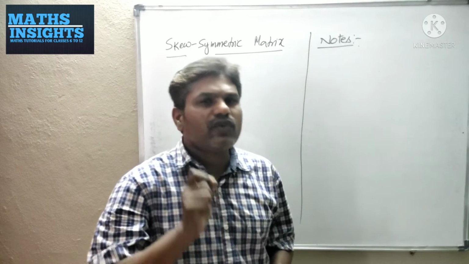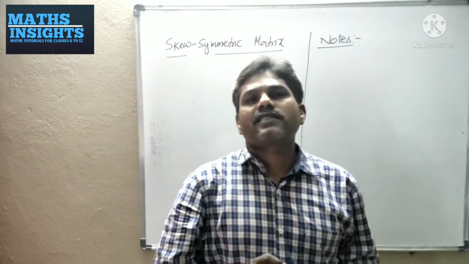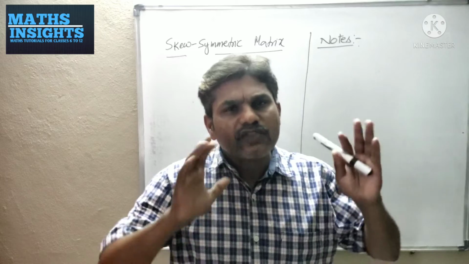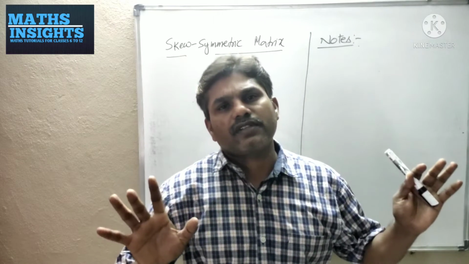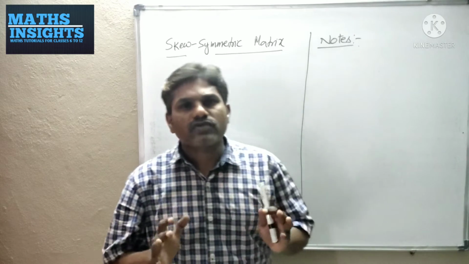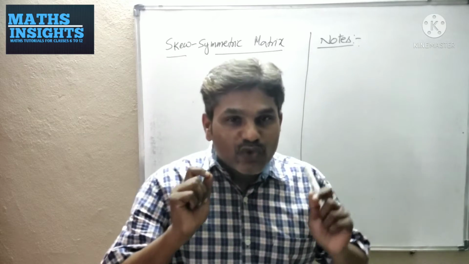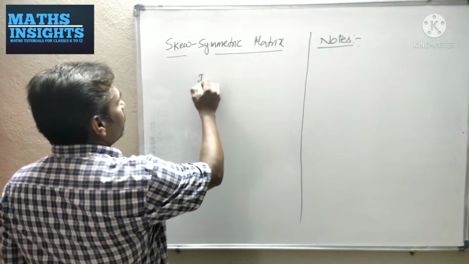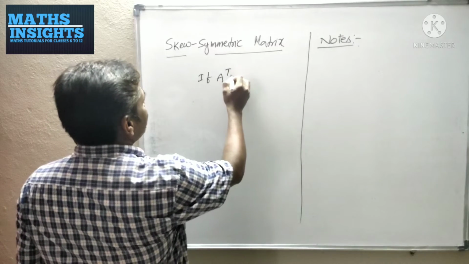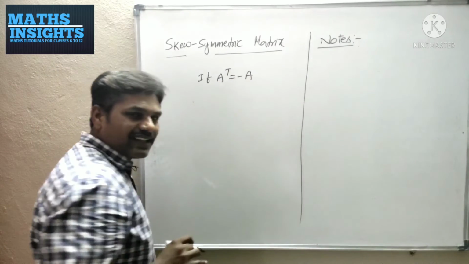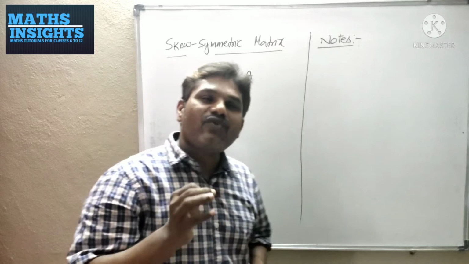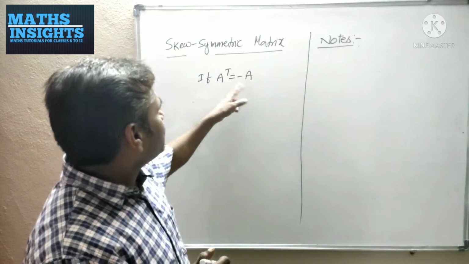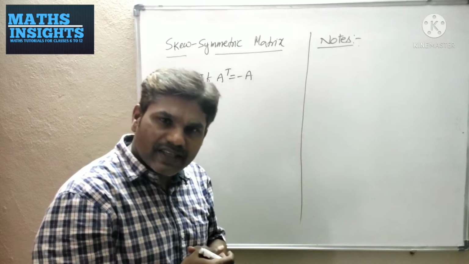In this also, if you want to check whether any matrix is skew symmetric or not, that matrix must always be a square matrix, then only we can check. A square matrix A is said to be skew symmetric if A transpose is equal to minus A. Very simple, somewhat slightly different from the symmetric matrix.